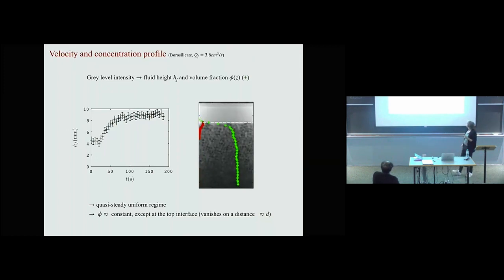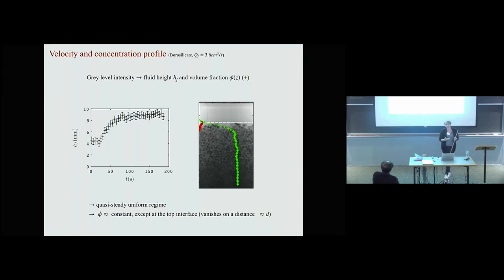So what I want you to note is that the volume fraction is nearly constant all over the bed, except at the interface, where it goes to 0. So all the change in volume fraction is located at the interface. So we want to model this experiment.